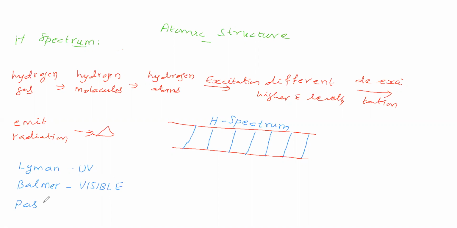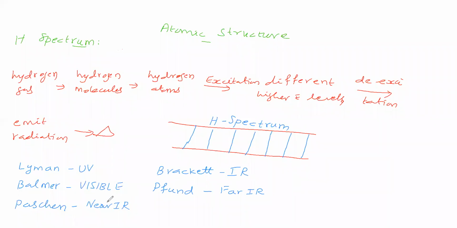Then Paschen studied spectral lines in the near IR region. Then Brackett studied spectral lines in the IR region. Then Pfund studied spectral lines in the far IR region. Therefore, the hydrogen spectrum contains spectral lines in many regions. Ultraviolet region contains spectral lines. Visible region contains spectral lines.